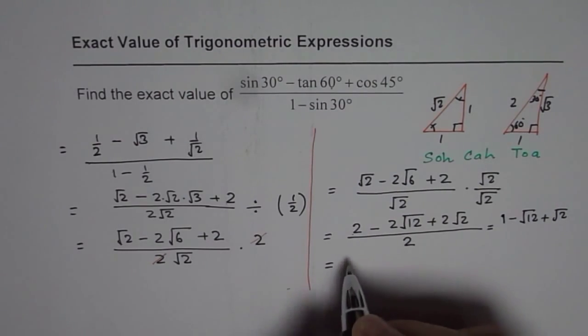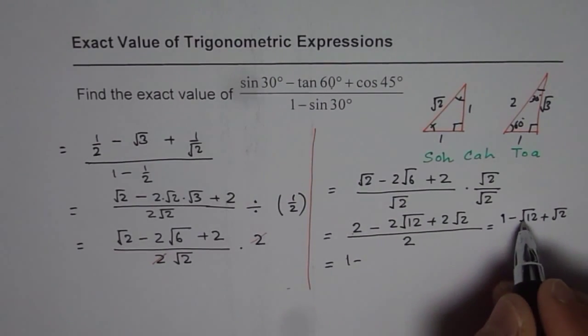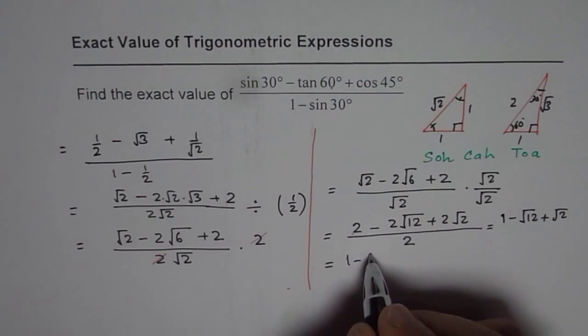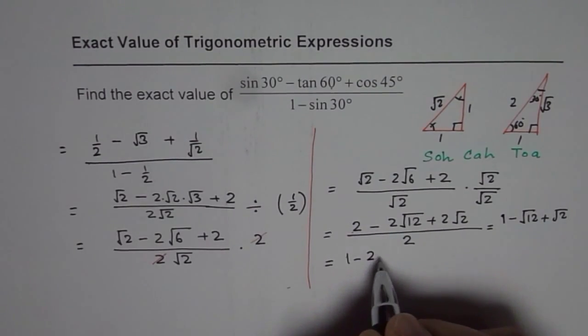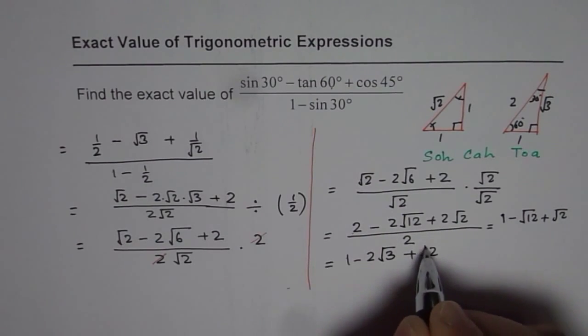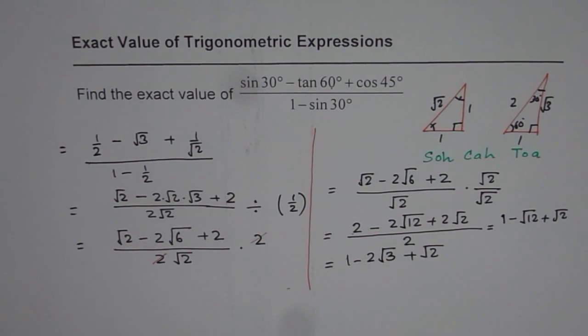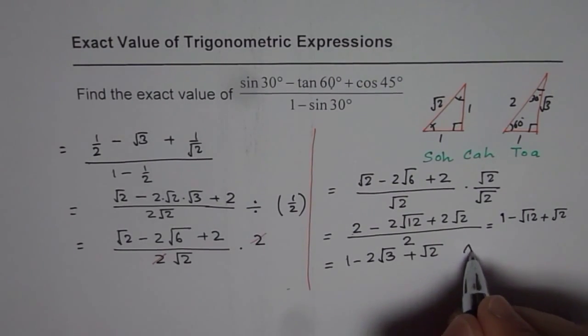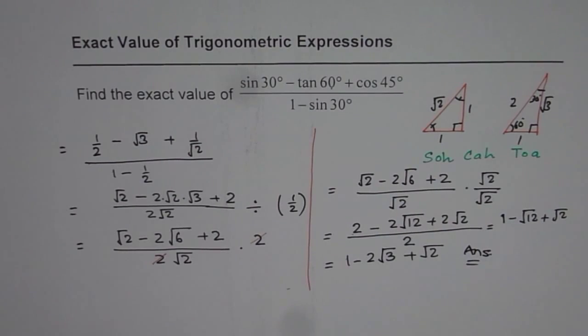Now we will do this part. So we have 1 minus, 12 could be written as 4 times 3, so it could be written as 2 square root 3. Do you see that? Plus square root 2. So that becomes our simplified answer: 1 minus 2 square root 3 plus square root 2. So that is the answer, right? That is how you could actually simplify it.